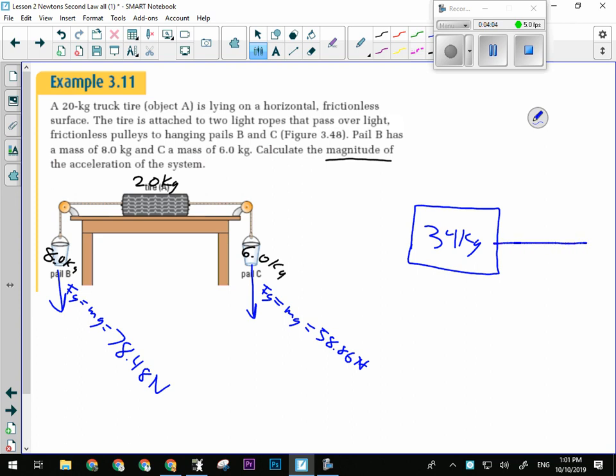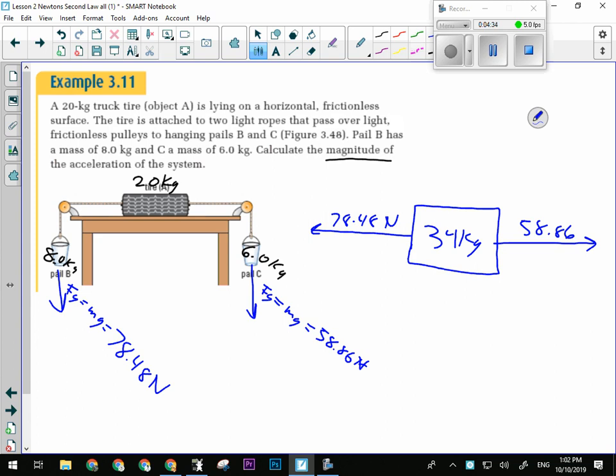There are 58.86 newtons worth of force going one way, and there are 78.48 newtons going the other way. So now it isn't a matter of one being, or them both being negative. One is this way, and the other is opposite. Okay? Because I'm not going to be calculating or giving a direction here, I don't need to worry about them being both downwards. Okay, does that sort of make sense?